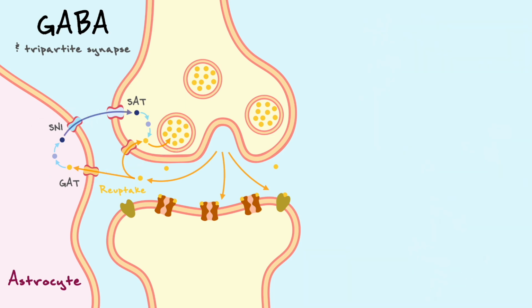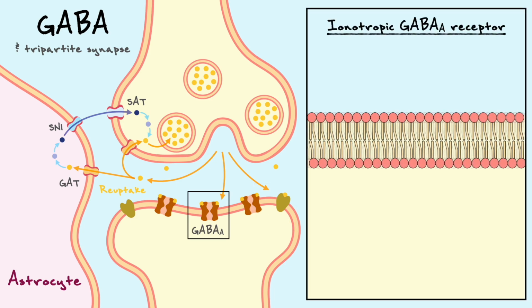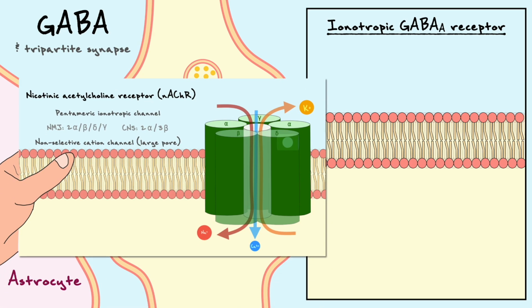When GABA is in the synaptic cleft, it can interact with both ionotropic and metabotropic receptors. The ionotropic receptor for GABA is named GABA-A, and the metabotropic receptor is named GABA-B. Let's start with the ionotropic channel. First, I want to briefly discuss the structure of the GABA-A channel because it turns out that it has a very similar structure to the nicotinic acetylcholine receptor.